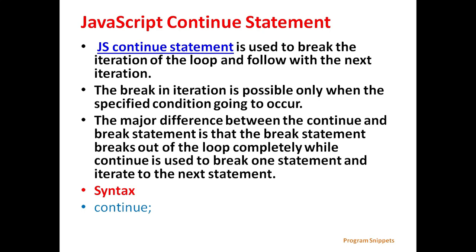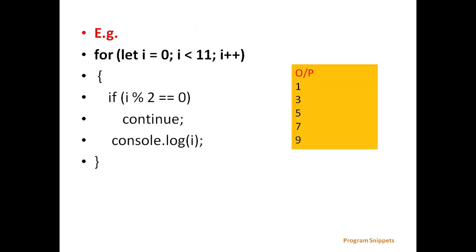General syntax is continue. For example, here we have defined a loop with i initialized with 0, i less than 11 and i plus plus, and inside the for loop we will check the condition. If i mod 2 equal to 0, we will continue it and will print value of i. So when we execute this, it will give the output 1, 3, 5, 7, 9.